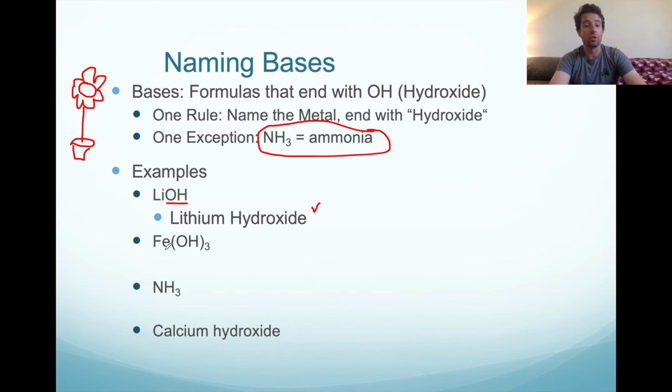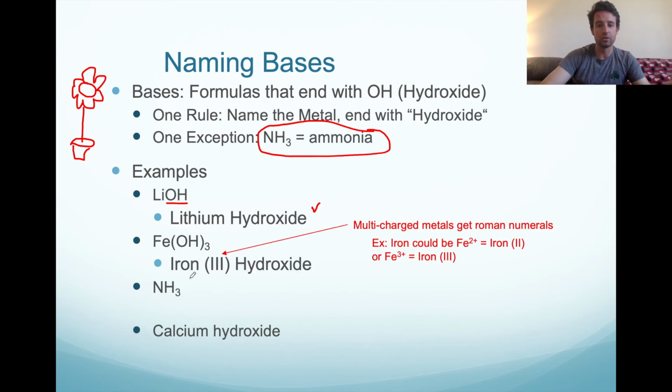For Fe(OH)3, this is one I put on the quiz. It's supposed to be tricky because Fe is iron. Now, iron can be 2+, or it can be 3+. So the answer here we want is iron(III) hydroxide. Since iron can have more than one oxidation state, remember we call that a multi-charged metal. If there was a 2 after this OH, that'd be Fe2+, or iron(II). But since there's a 3 after this OH, since we needed 3 hydroxides to make Fe(OH)3, that means it's iron(III) in this case.